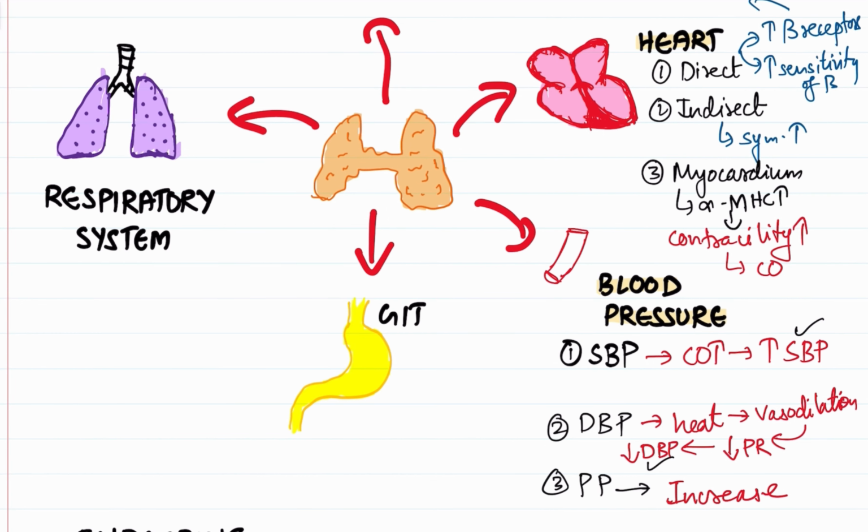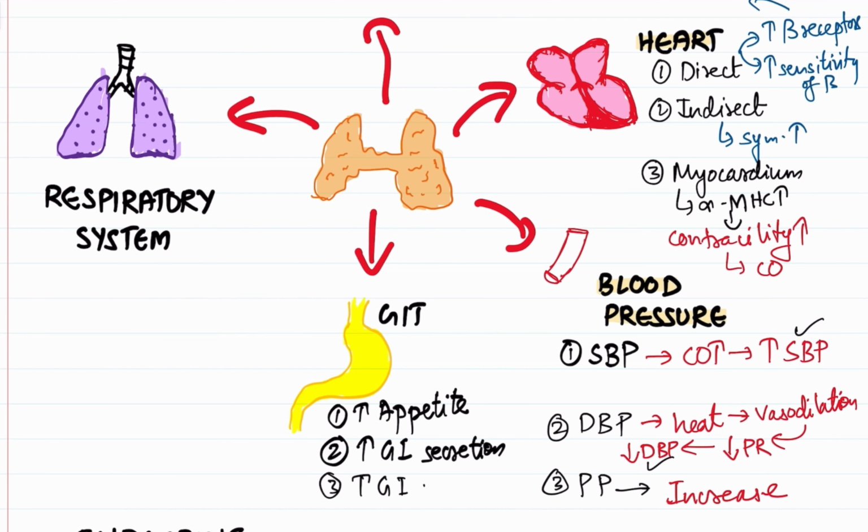Now let's move into the GIT. In GIT, what happens is that they will increase the appetite. Because of increased metabolism and increased oxygen consumption, there will be an increased appetite, and there will be a need to intake more food. Apart from that, it will also increase the GI secretion and the GI motility.